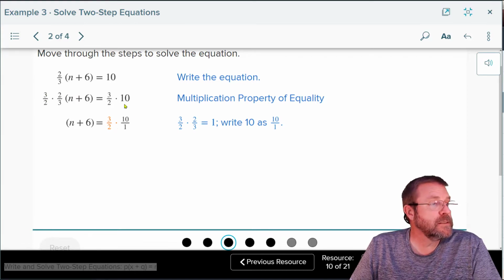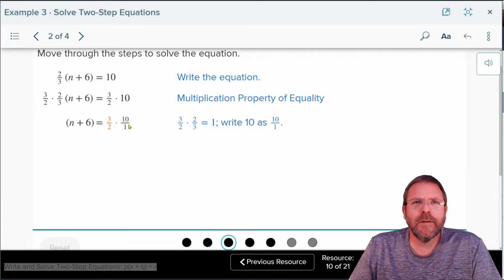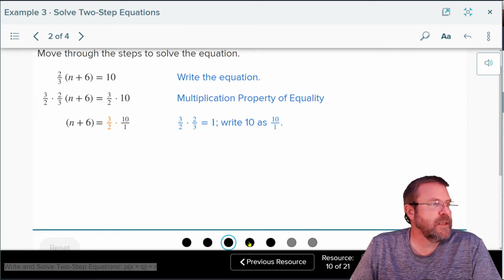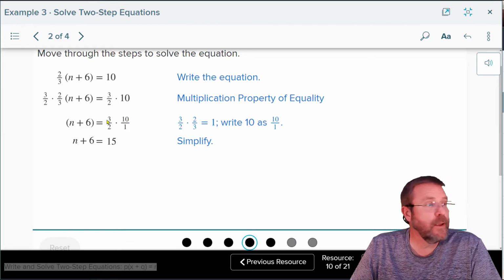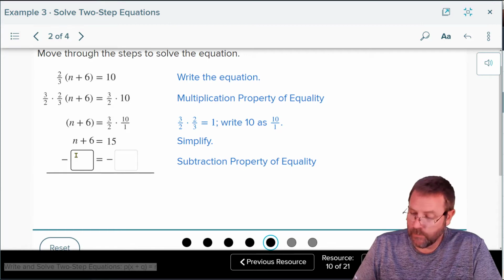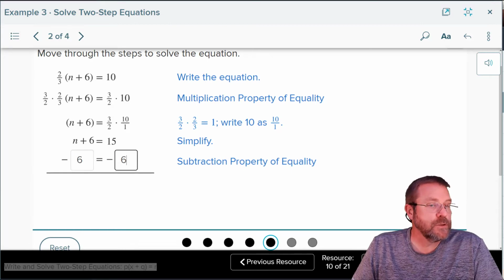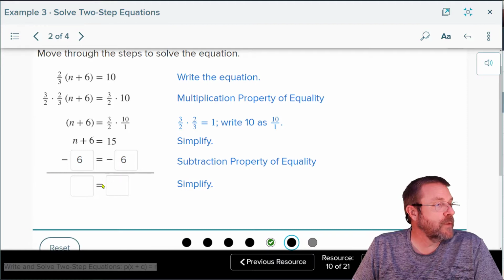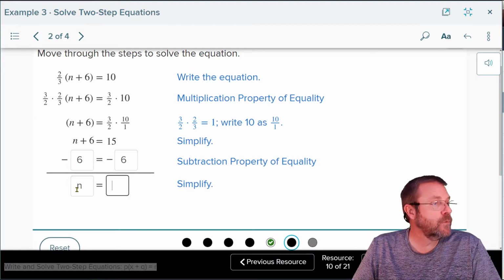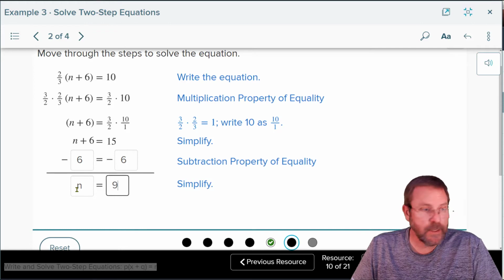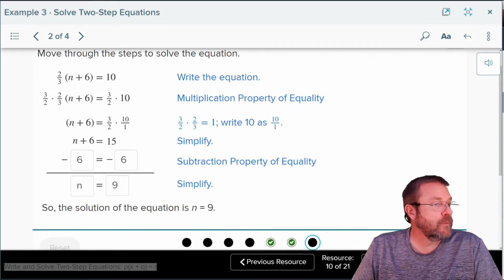And then on the right-hand side, they took that 10 and made it into an improper fraction, and that's going to allow them to simplify it, where 2 is going to go into 2 once, 2 is going to go into 10 5 times, 3 times 5 is 15, 1 times 1 is 1, and 15 over 1, that's where this 15 here came from. From there, we're going to undo addition and subtraction by subtracting 6 on both sides. Check that. It's going to check, and of course, that's going to leave me with n is equal to 15 minus 6, going to be a 9, and the answer checks.